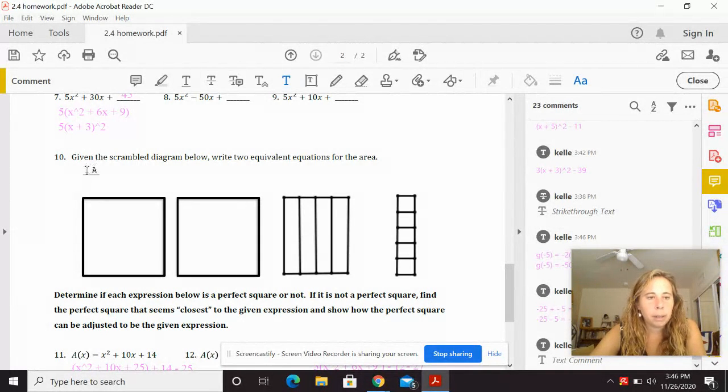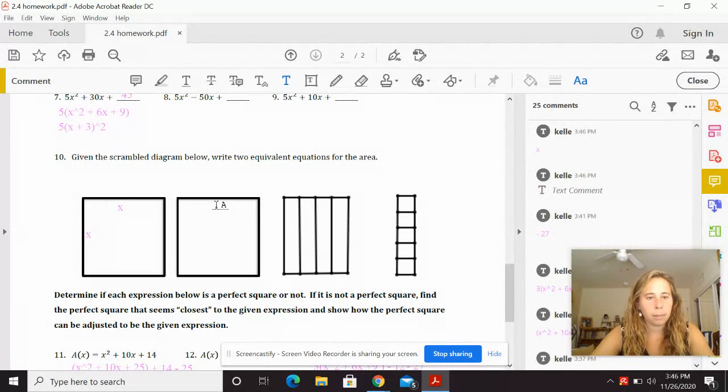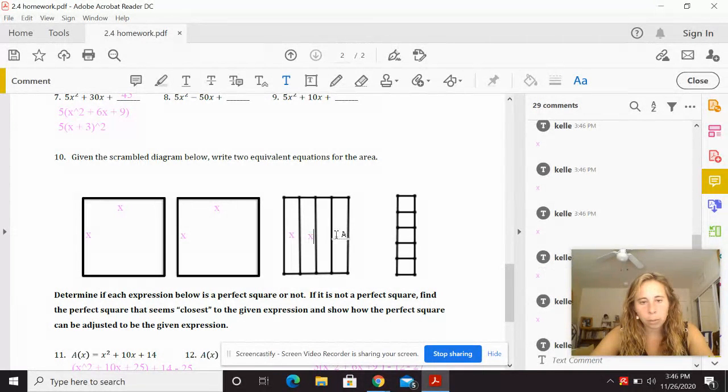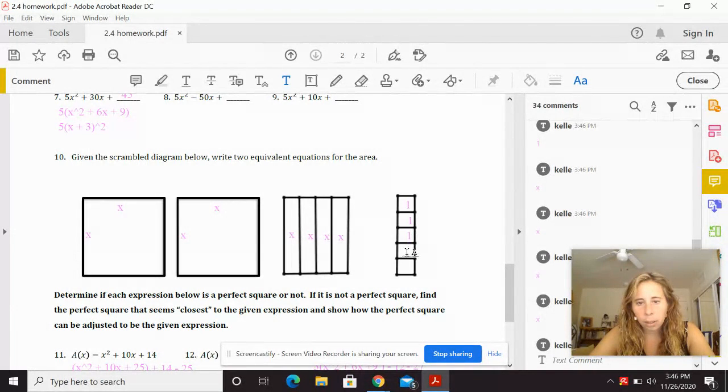All right, so these are our x squared, right? This is x squared, this is x squared. I guess I can label it. And then these guys are x's, so 1, 2, 3, 4. And then these are my ones, so 1 and 1. Okay, got everything labeled.